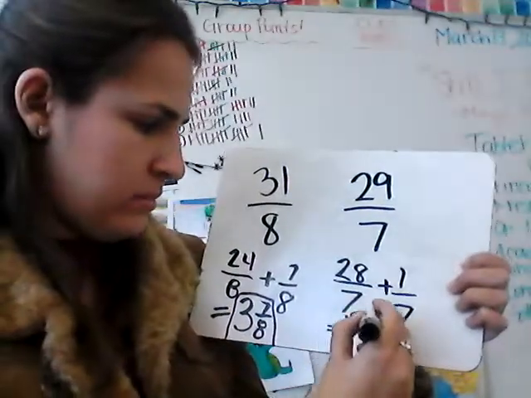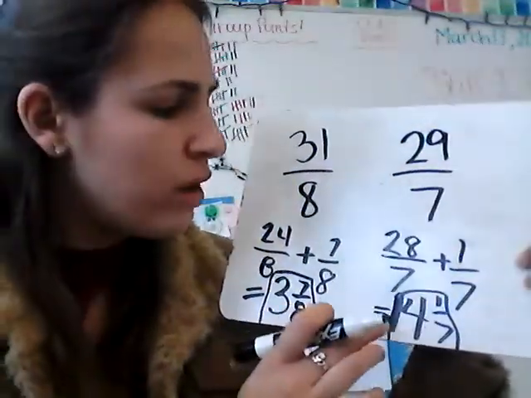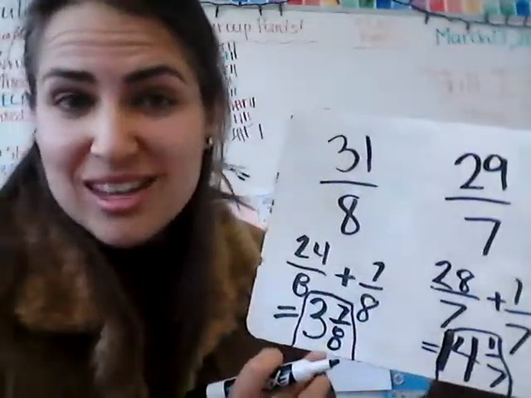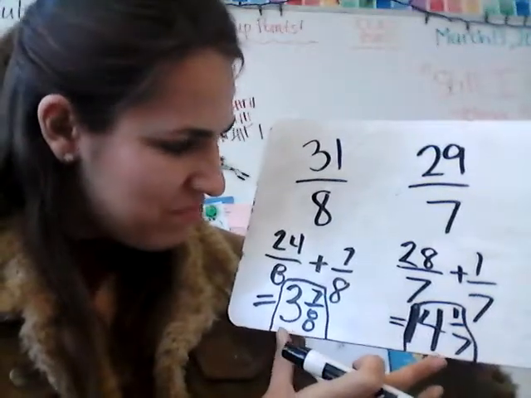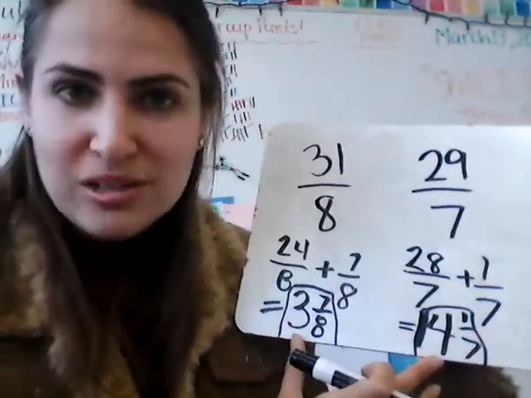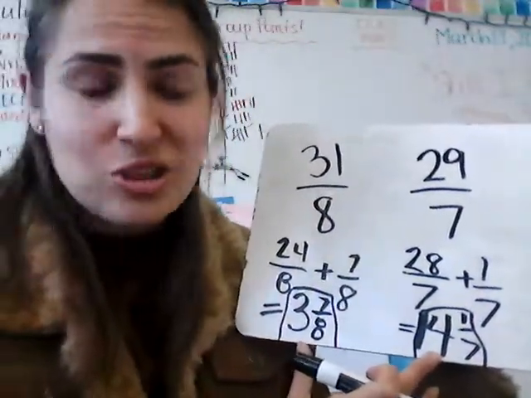Okay. That was a little messy. Sorry about that. So we have 4 1/7 and 3 7/8. Now, it's a little easier to compare these, right? We don't really even need to look at the fractions. We can just look at the whole numbers. In this case, 4 is clearly larger than 3.